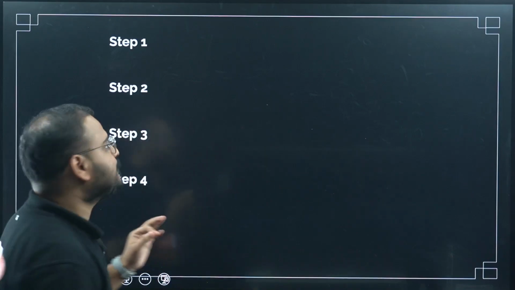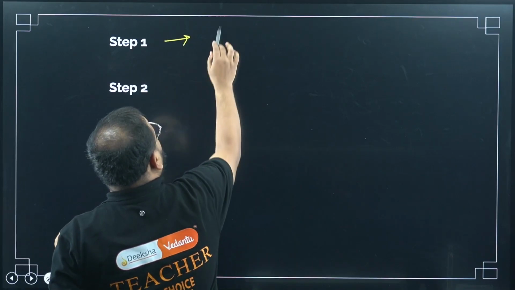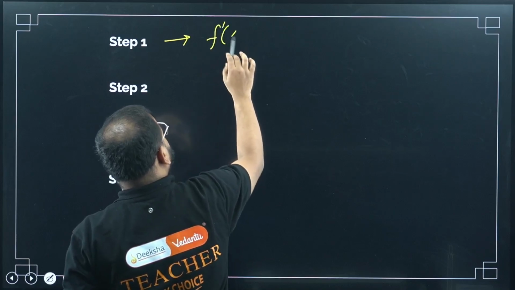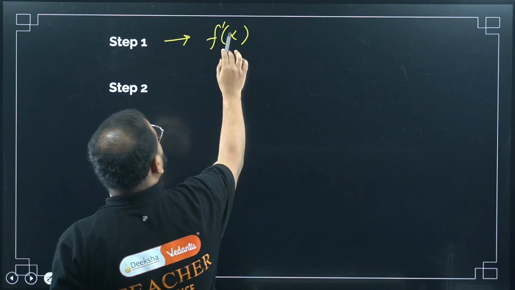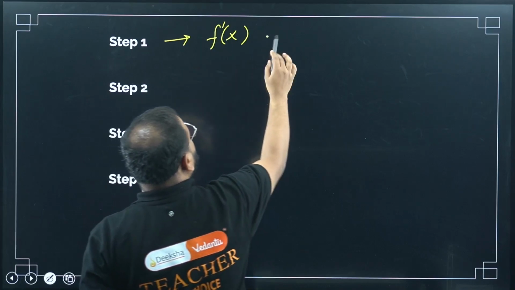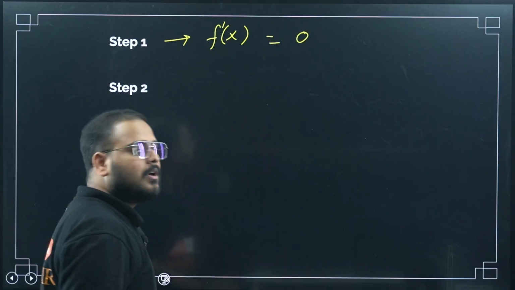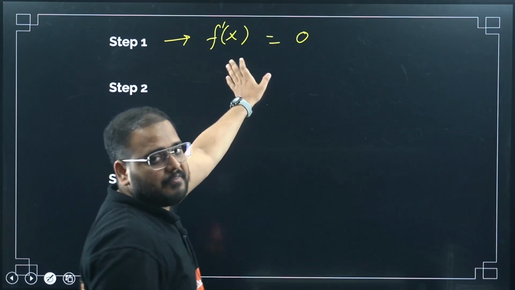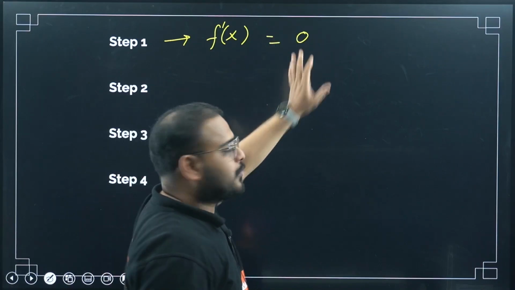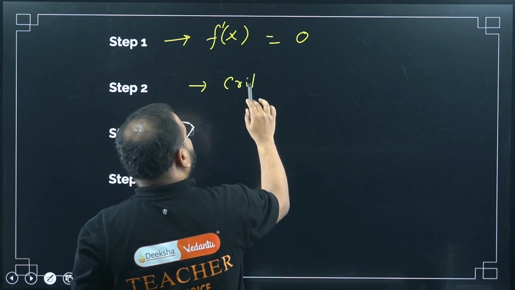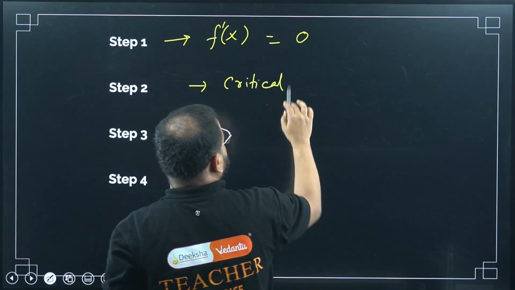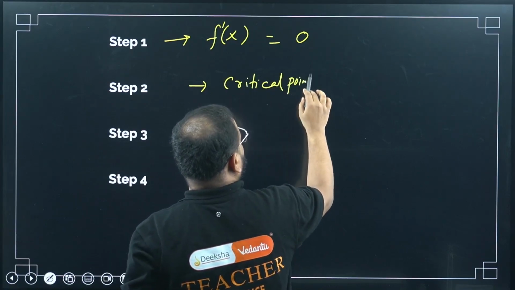Step 1, what are you going to do? The first step is to quickly find the derivative. And after finding the derivative, what you're going to do is put it equal to 0. Whatever was the derivative of the function, find the derivative and put it equal to 0. From here, what are you going to do? Find out your critical points.